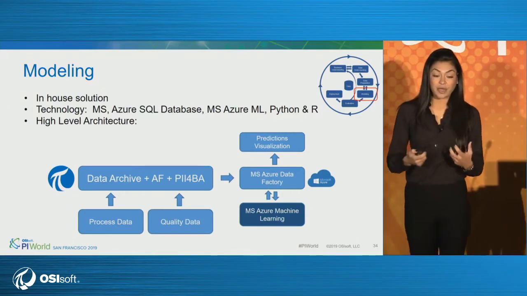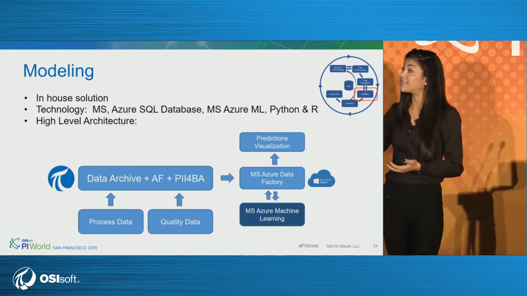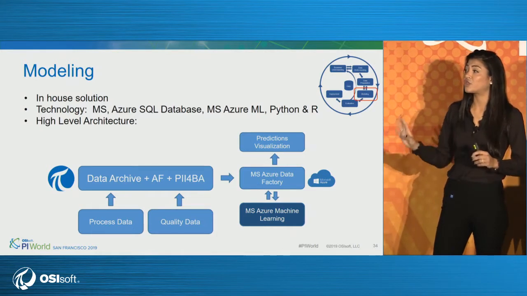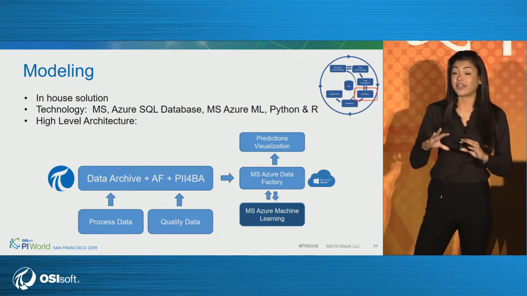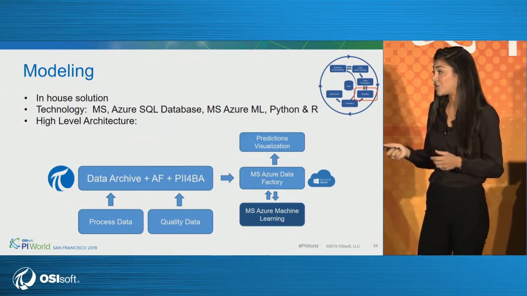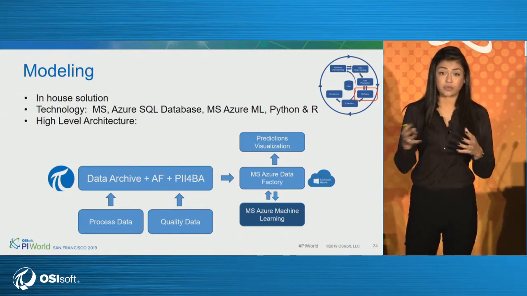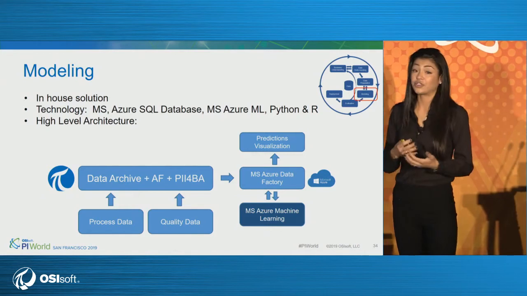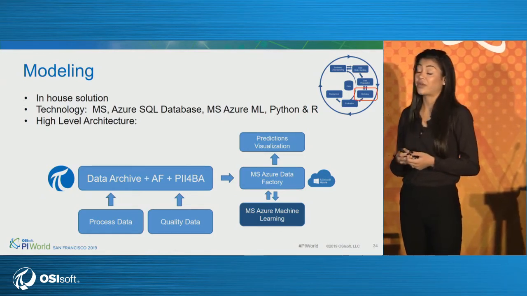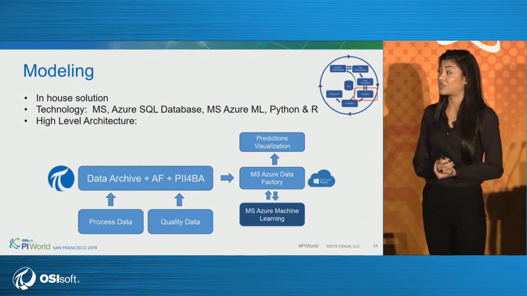So once you've prepared that data and it's ready to be ingested by the model, in this case, they did some in-house solution. The technology that was used, without going too much into detail, was Microsoft and Azure oriented. And you'll have this high-level architecture, which, as I said, the process data and the quality data coming from the process was just historized with Data Archive, adding context and tracking those event frames via Asset Framework, using PI Integrator for business analytics to clean that data, and then pushing this to the Azure Data Factory.